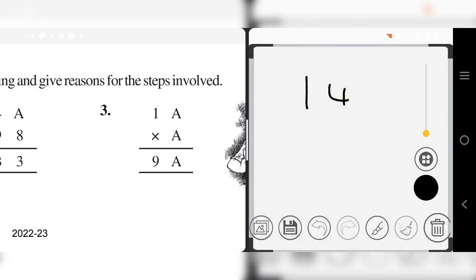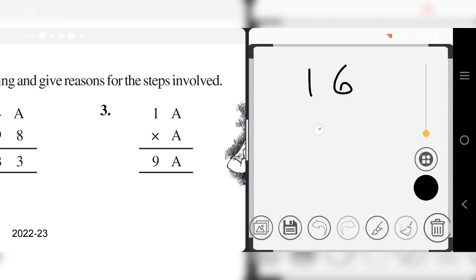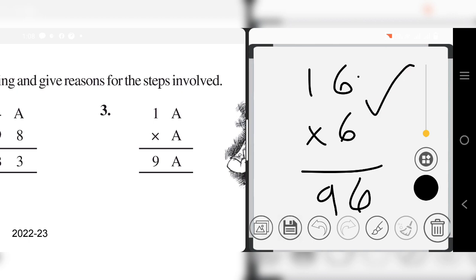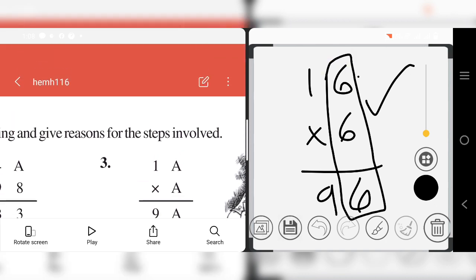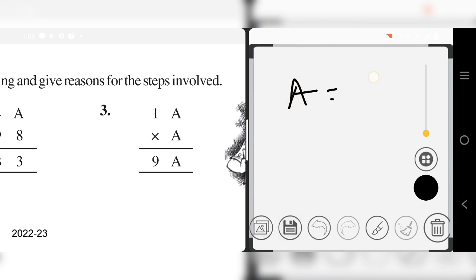Let's take 14. 14 fours are not 94, so it's not 14 also. Then 15. 15 into 5, it is not 95. So it is also wrong. Next, let's take 16. 16 into 6 is 96. Yes, it's correct. So 16 times 6 is 96, and we get the a value as the same. A is 6. So we have solved this. So the value of a is 6. Okay, next.